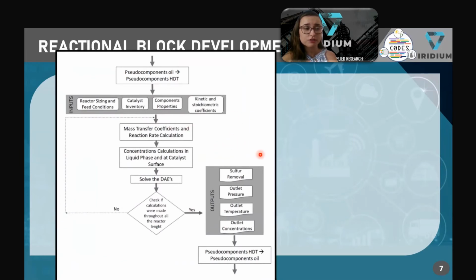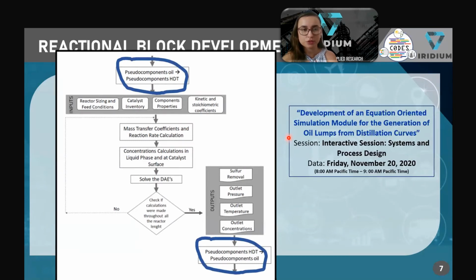This is a simplified flowchart that summarizes the most relevant information about the methodology used for such a block. These highlighted shapes correspond to a component lump block that will be presented in the poster session. Such a step will be used to connect the oil components to the HDS pseudo components and vice versa.